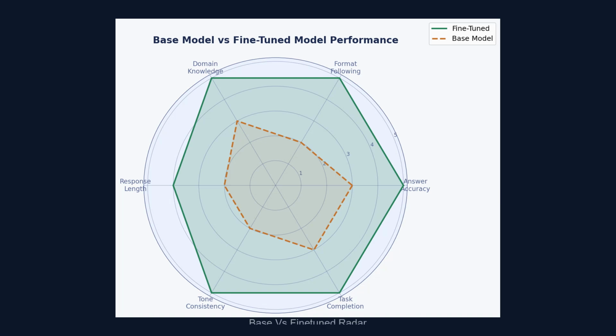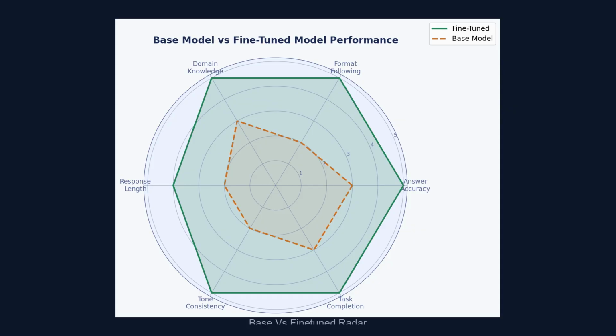A radar chart makes multidimensional comparison intuitive. Each axis represents a different capability: domain knowledge, answer accuracy, tone consistency, task completion, and others. And the area enclosed by each model's line represents its overall profile. The fine-tuned model's line extends further outward on domain knowledge and answer accuracy, which are exactly the dimensions fine-tuning is designed to improve.